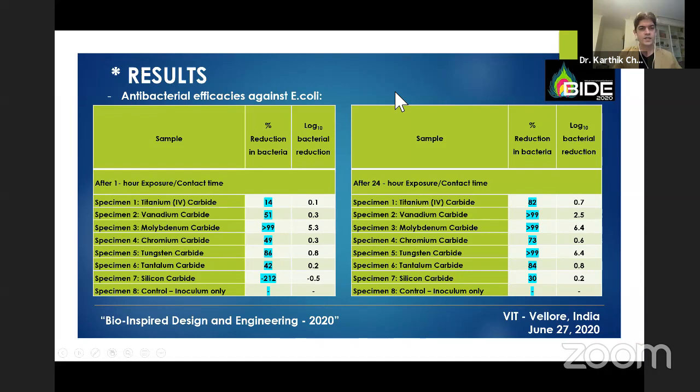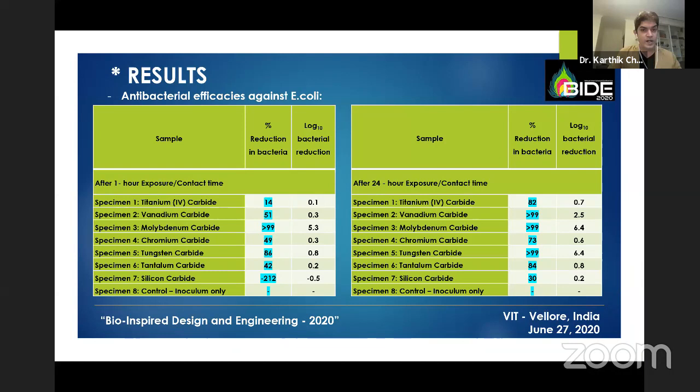This is in a nutshell the antibacterial efficacies of all the 7 samples against Escherichia coli for a 1 hour exposure time and a 24 hour exposure time. There are actually a lot more data and tables available before we come to this conclusion, but this is very straightforward and simple to understand. Considering the time constraint, I think this is the best to look at and arrive at the conclusion.